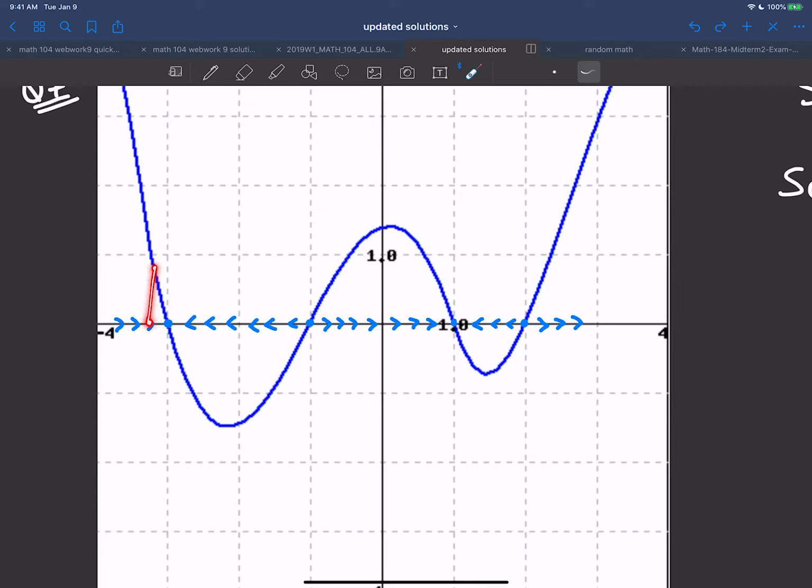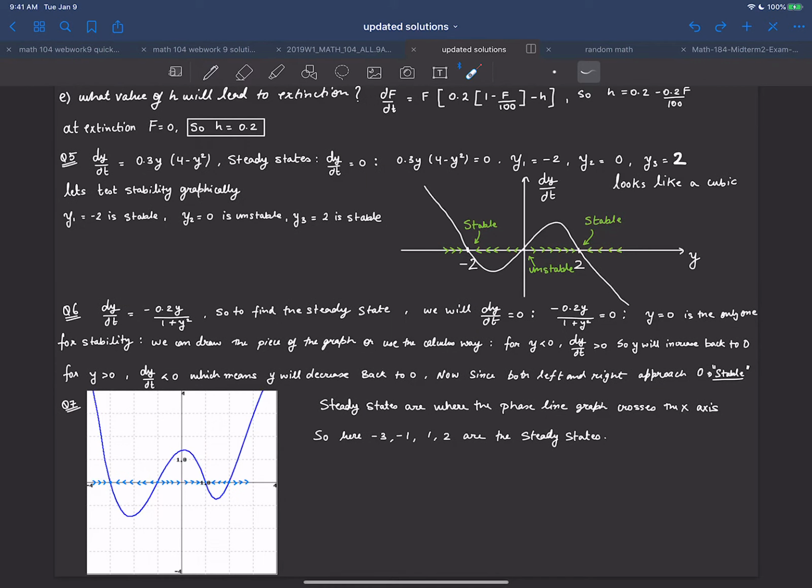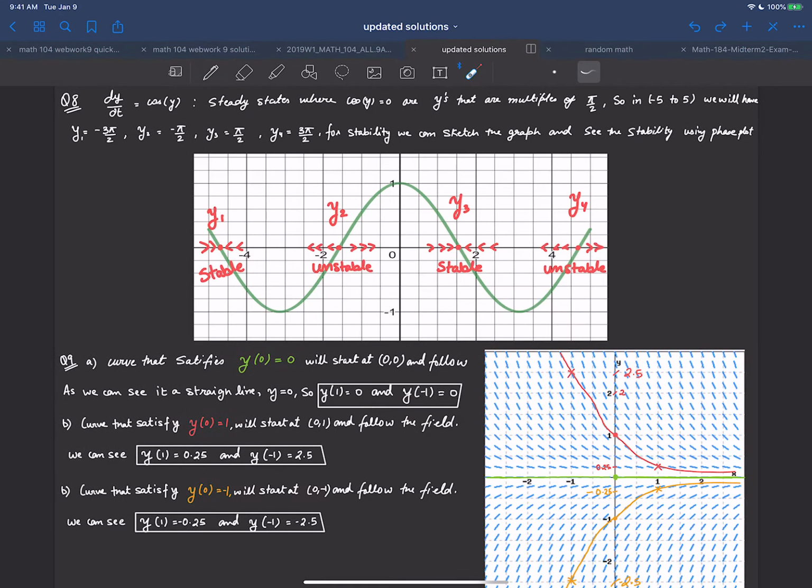Go a little bit back, the derivative is positive, so it's going to increase and come back to this point. Go a little bit ahead, the derivative is negative, so it's going to decrease and come back to wherever you started. So this is a stable state. If you draw the same arrow analysis for the other ones, you will see the same matching result. So it's completely up to you how you want to solve it. No preference here. Okay? Now question 8 is again the same textbook style problem.